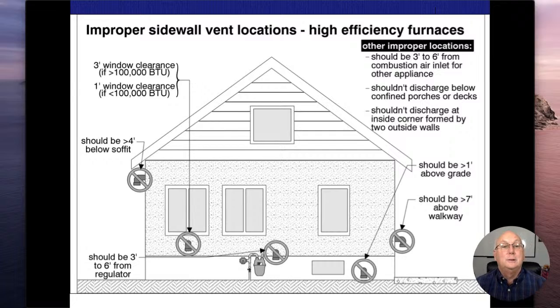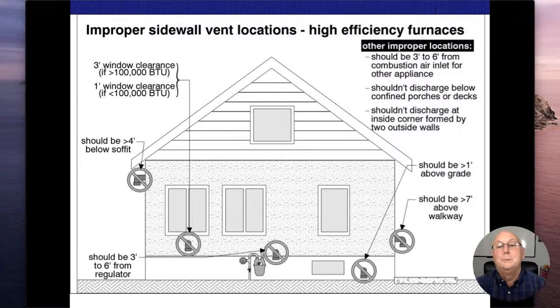We don't have many furnaces that are going to be over 100,000 BTUs. So most of our vent connectors, and it looks bad, but most of them could be within a foot to an openable window. If it's over 100,000 BTUs, then it needs to be further away.